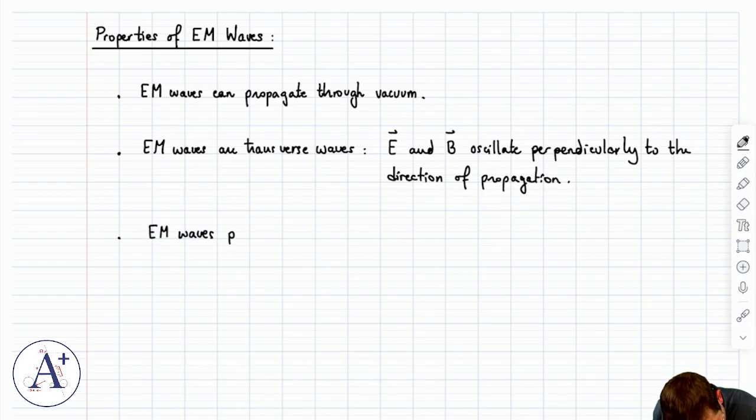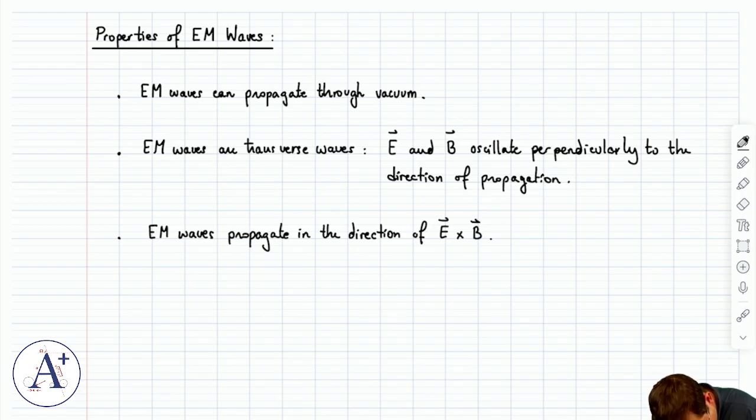Then EM waves propagate in the direction of E cross B. Oof, here we go again, a cross product. This is not our first cross product, is it? FB is QV cross B, or IL cross B. We've seen other cross products, but those are good enough. The point is a cross product is associated with the right-hand rule. So if I say that EM waves propagate in the direction of E cross B, well, I need to associate this with the right-hand rule.